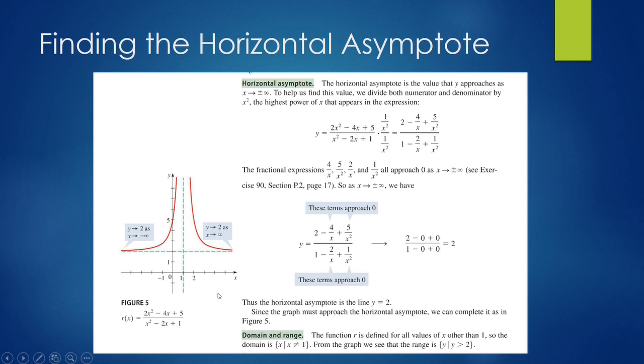For domain and range, the function r is defined for all values of x other than 1. That's where our hole is, because that's where our asymptote is. So our domain would be all values for x, all real numbers except 1. And then from the graph, we can see that our range is all values greater than 2, because 2 is our asymptote.